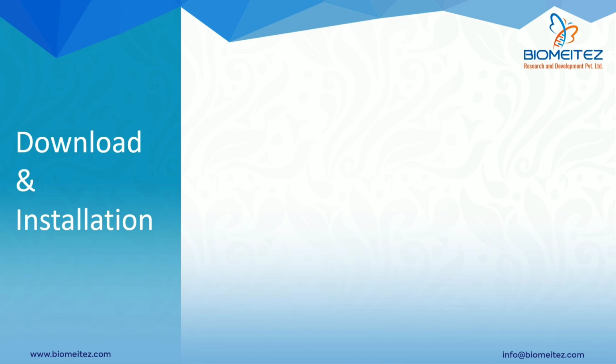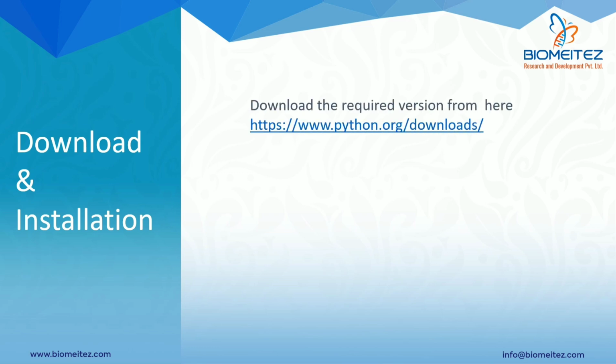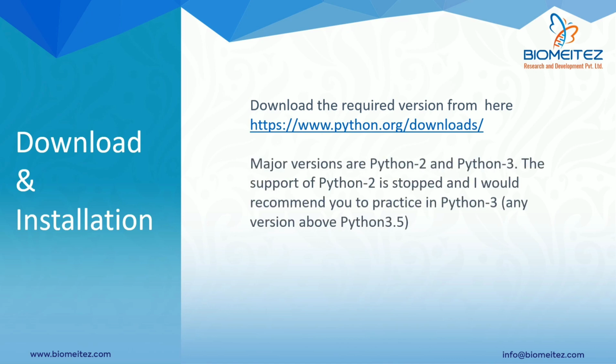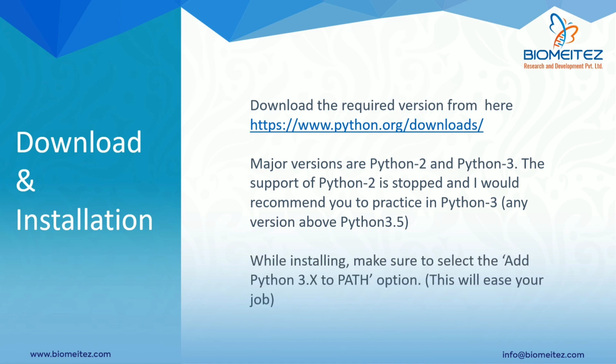How to download and install Python? We will provide the download link in the description box so that you can download the required version. There are two major versions, Python 2 and Python 3. My personal recommendation would be to use any version above Python 3.5 since Python 2 support is already stopped by the community. And while installing, please make sure to select the option Add Python to Path, which will of course ease your job.